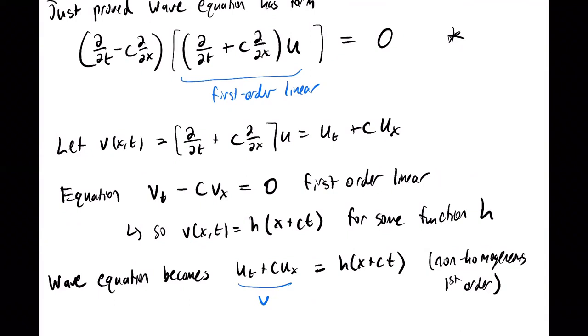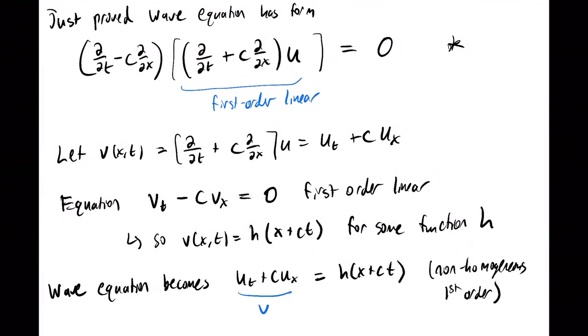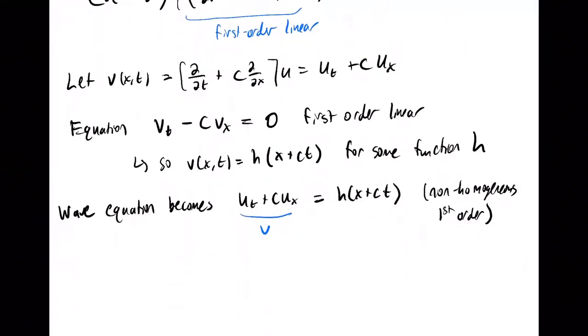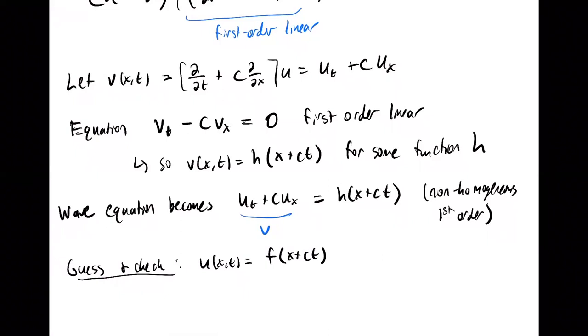And so it turns out that in this case we're just going to get lucky, because if you just inspect this, you can kind of guess the solution. And so you can guess and check: if I let u of x,t equal some function f of x plus ct, what condition do I need on f in order to solve this equation?